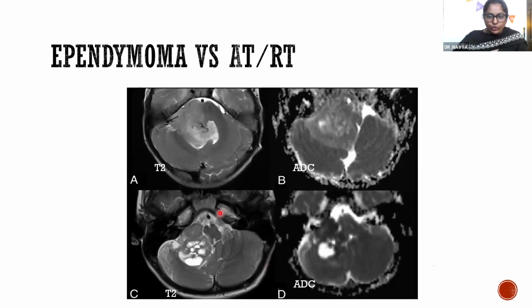See the ADC of both. See, and this is so bright. This is of ATRT. There's a lot of bleed, there's a lot of hemorrhage happening into it.